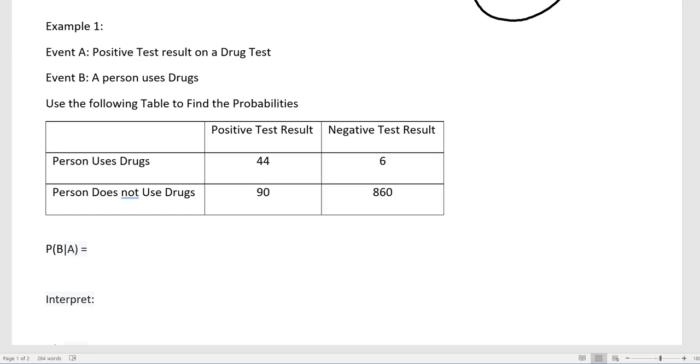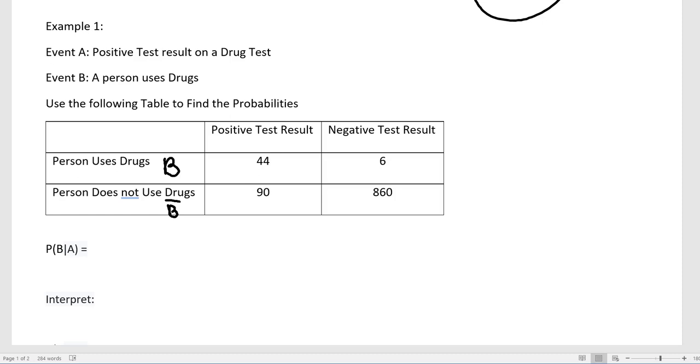Okay, so let's see how this works. All right, probability of B given A. Now I put the words here, but I want to go ahead and say uses drugs was our B. So not using drugs, I will call that B not.